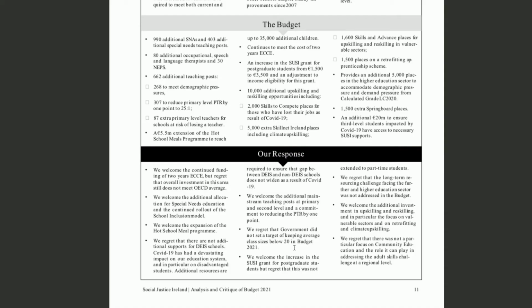Moving on then to the Department of Further and Higher Education, Research and Innovation. We welcome the increase in the SUSI grant for postgraduate students. However, it's disappointing it wasn't extended to part-time students. We also welcome the additional investment in upskilling and reskilling and the 10,000 additional places. We particularly welcome the focus on climate skills and retrofitting, and we would hope to see in the detail that a proportion of these places are set aside for NEETs, so those young people not engaged in education, employment or training. I think that's particularly important given the challenges they face in the labour market at the moment.